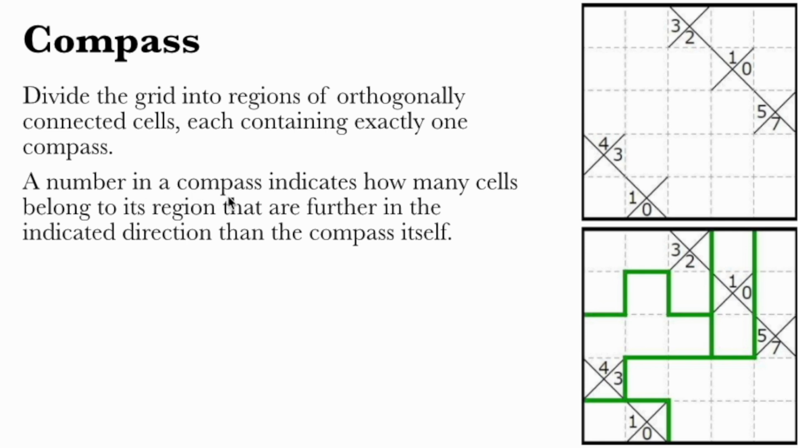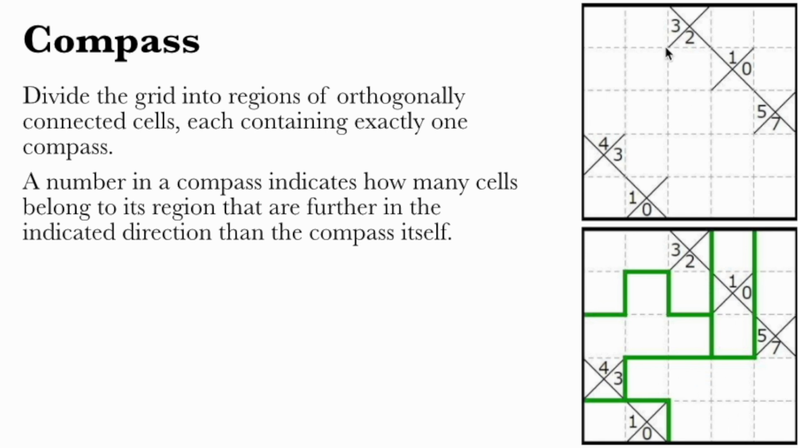A number in a compass indicates how many cells belong to its region that are further in the indicated direction than the compass itself. This is a confusing rule, but the examples will help us a bit. This 5-7 compass, for example, tells us that there are 7 cells south of the compass in this region. 1, 2, 3, 4, 5, 6, 7. And 5 to the west of it. So that is these 5. 1, 2, 3, 4, 5.